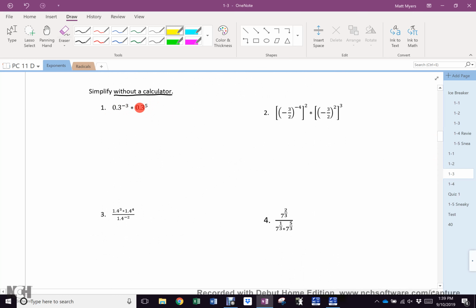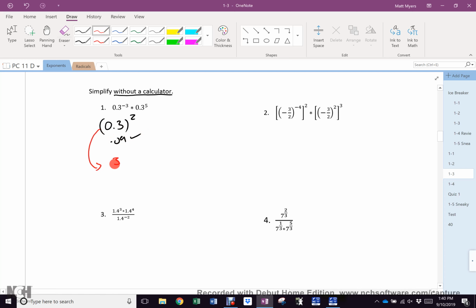What do you notice about 0.3 and 0.3? Same base. What do I do with the exponents? Add them up. 0.3 to what power? 2. Now I say simplify without a calculator. Is that simplified? No, so what is it? 0.9? You're close. What is it? 0.09. That's correct.